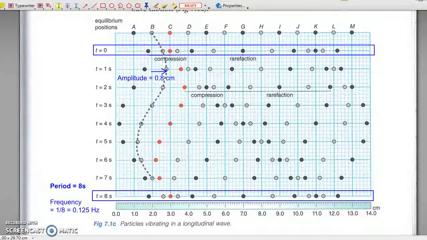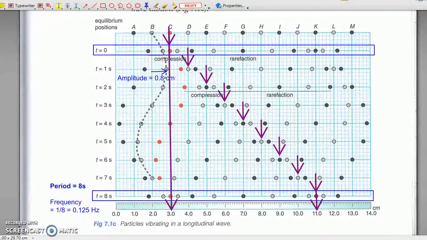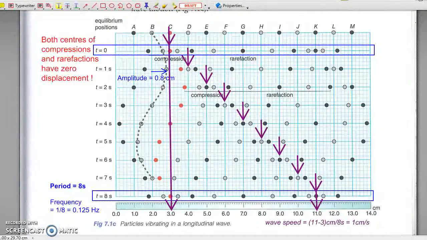Lastly, we may focus on the motion of the compression to determine the wave speed, which is (11 minus 3) divided by 8 equals 1 cm per second. To measure the wavelength, we may measure the separation between successive centers of compressions, or between two successive centers of rarefactions.